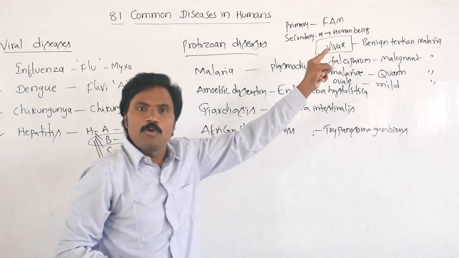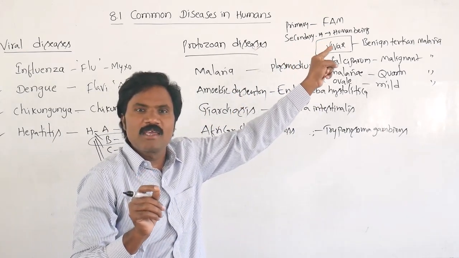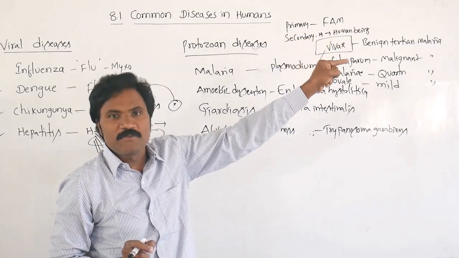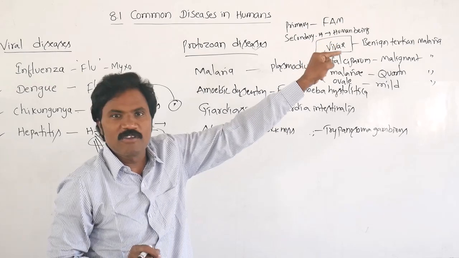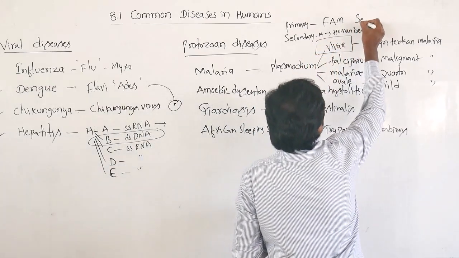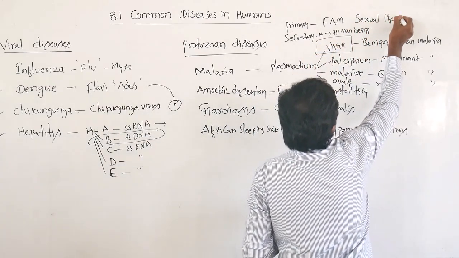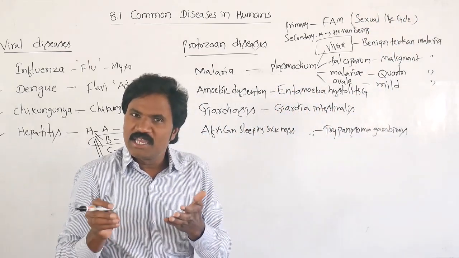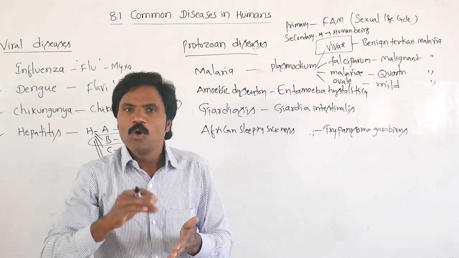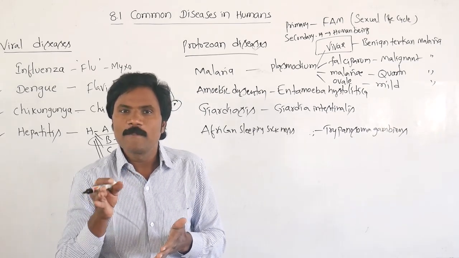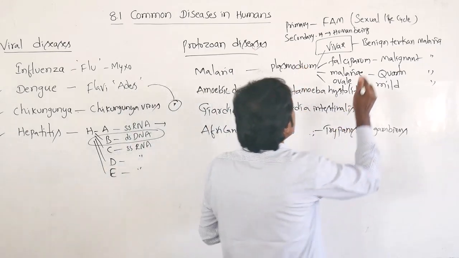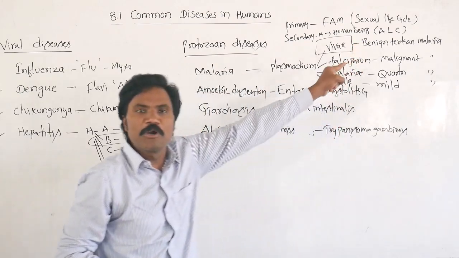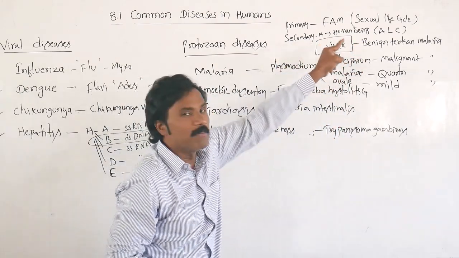In the primary host, the Plasmodium completes its sexual life cycle. So what type of life cycle does it complete in the female Anopheles mosquito? The sexual life cycle. Vice versa, the asexual life cycle of Plasmodium is completed in human beings.